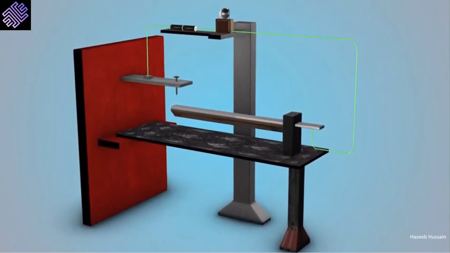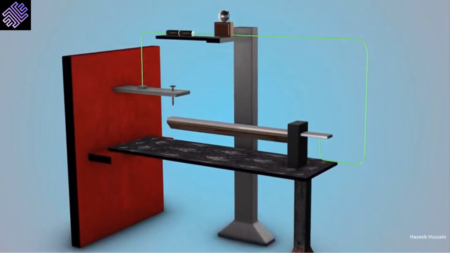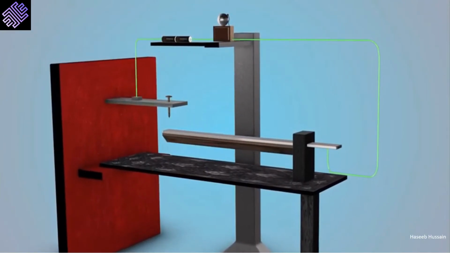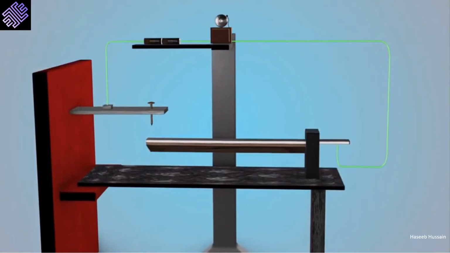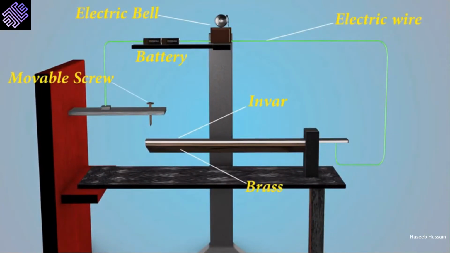Bimetallic strips are also used in fire alarms. The circuit is largely like a thermostat. We have a wooden board, fixed end, and a stand for support. The bimetallic strip is made up of invar and brass. It is connected to an electric bell and power source through wires. A movable screw allows the bimetallic strip to make contact and complete the circuit.